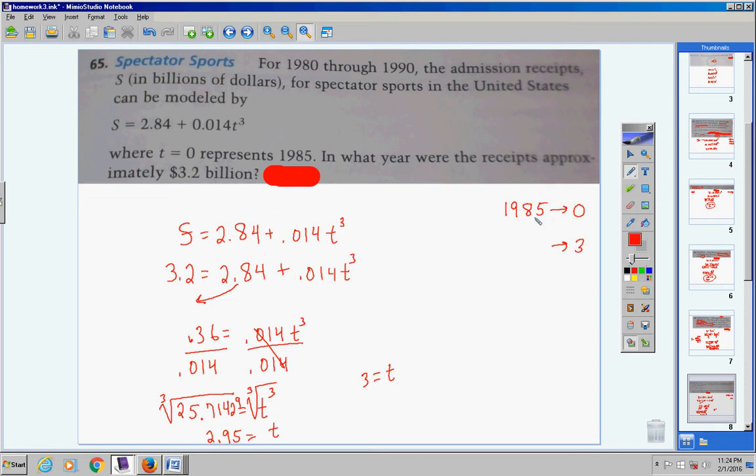Now, come on, guys, think about it. If 0 represents 1985, 3 years later would represent what year? 1988, and that's why the answer is 1988. It's not asking for how much time, it's saying in what year would the receipts be this much. And that is the answer.